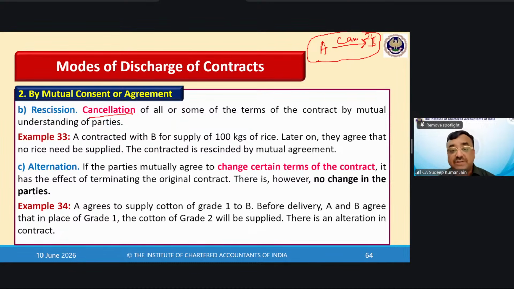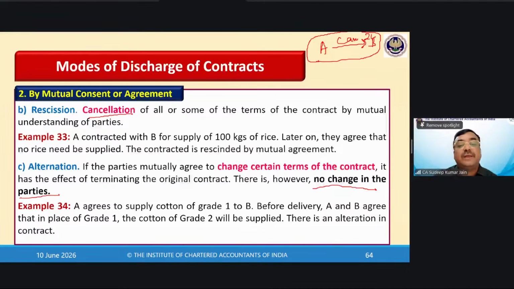This is called alteration. But one thing you should note in this point: novation can be done between different parties, but alteration will be in the same parties. In case of alteration, parties should not be changed. If the parties mutually agree to change certain terms of the contract, it has the effect of terminating the original contract. There is, however, no change in the party.